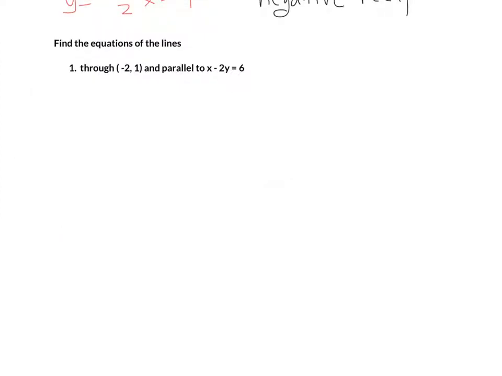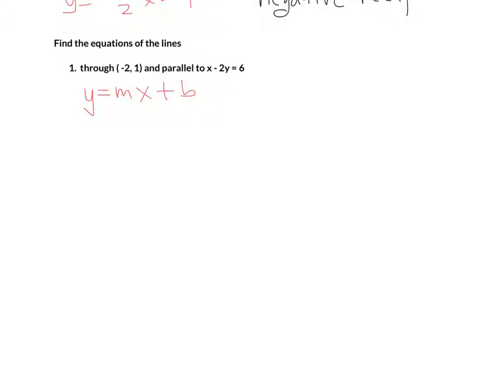Okay, so let's apply what we know about parallel and perpendicular lines to some examples. We want to find the equation of the line that goes through the point (-2, 1) and is parallel to the line represented by x minus 2y equals 6. First thing we want to do is get that line in the slope-intercept form, something that looks like this.